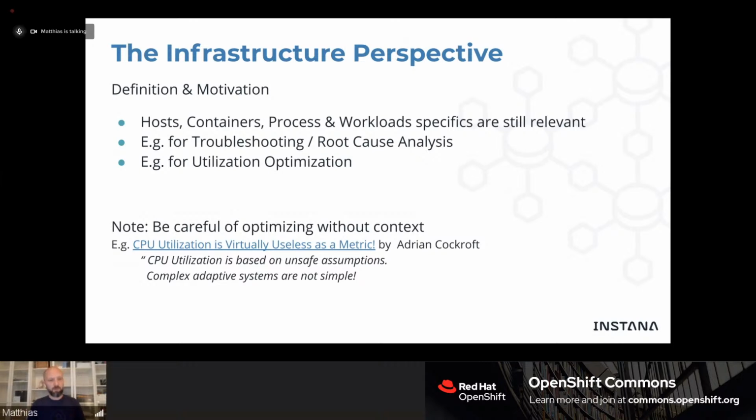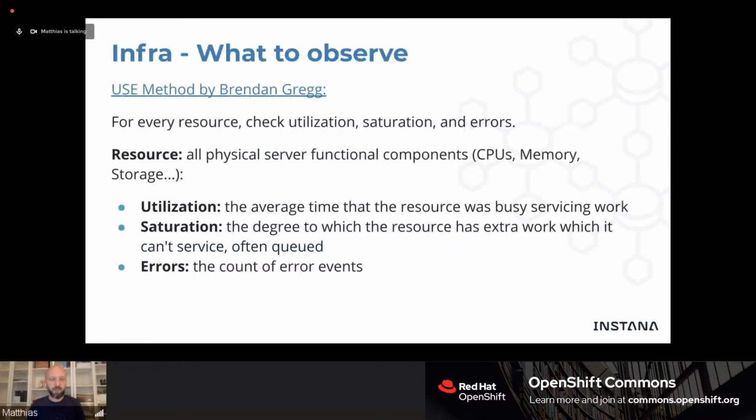Now, very, very important, right? We talked about the services being the starting point. That's still the case, right? CPU utilization, as Adrian Cockcroft says, is virtually useless as a metric in itself. There are so many assumptions in there that if you just look at the CPU utilization and try to learn from it, you will most likely be wrong. But putting that in context and understanding what the service impact is of a possible problem on the host is the point I'm trying to get at.